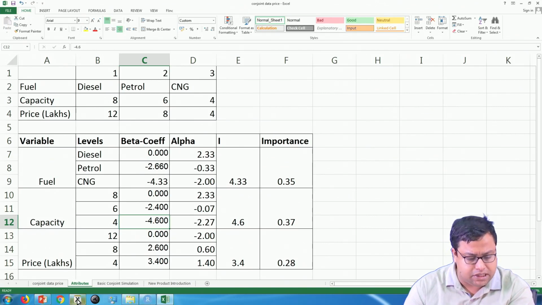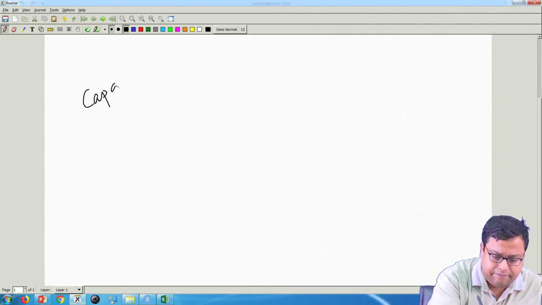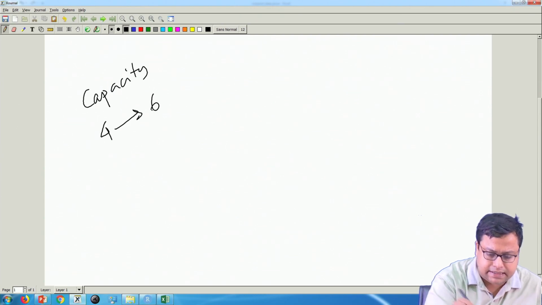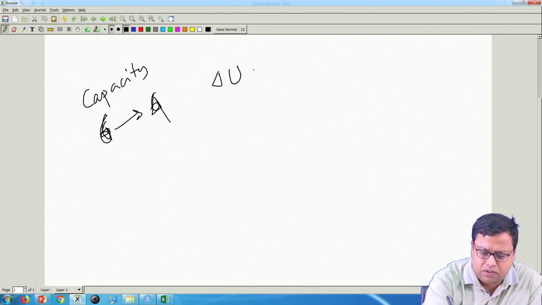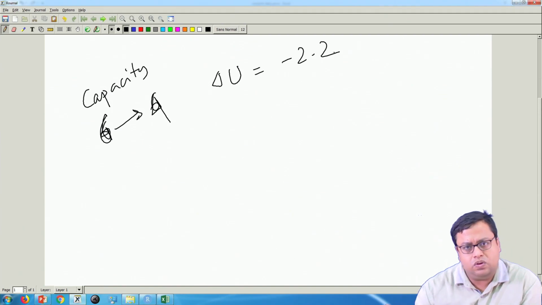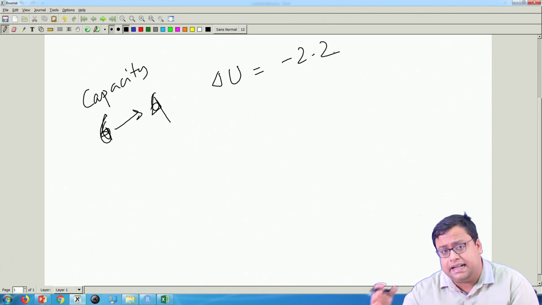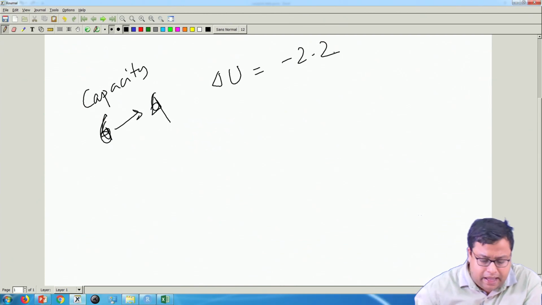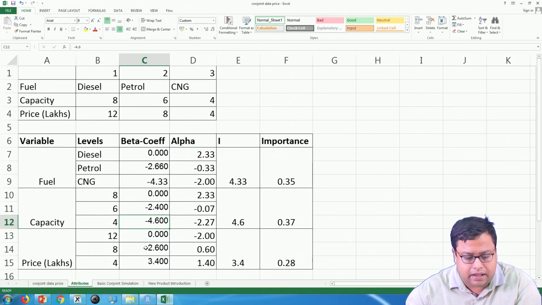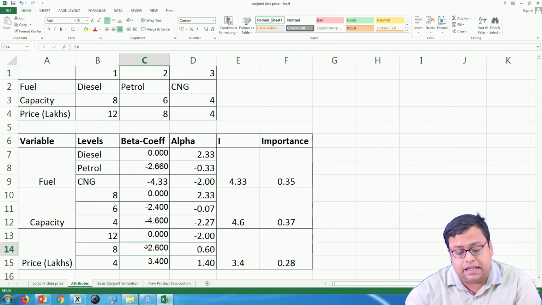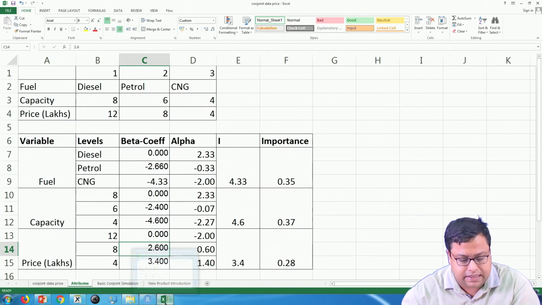So, if I change my capacity from 6 to 4, the corresponding change, the delta utility, is minus 2.2, fair enough. Now, how will I price that? How can I compensate that? By changing the price. So, if you see carefully, the price decision is something like this. Let us say it was at 8 lakhs. Now, I have to decide the price. So, at 8 lakhs it is 2.6 and at 4 lakhs it is 3.4.